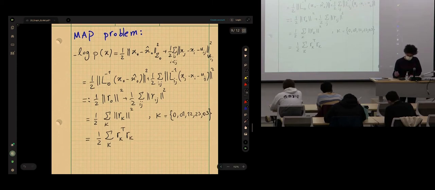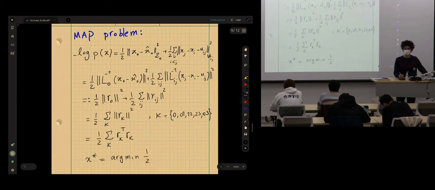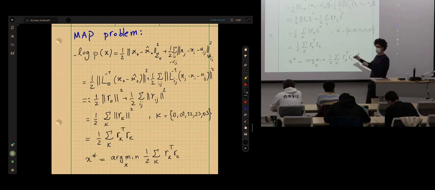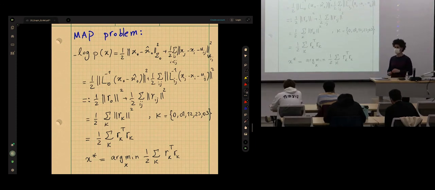So the solution to the MAP problem is by minimizing this quadratic cost function that we can solve. We know it's a least squares problem. So this is the art, right? We had a general problem under certain assumptions. We reduced it to a problem that we can efficiently solve using a local solver.